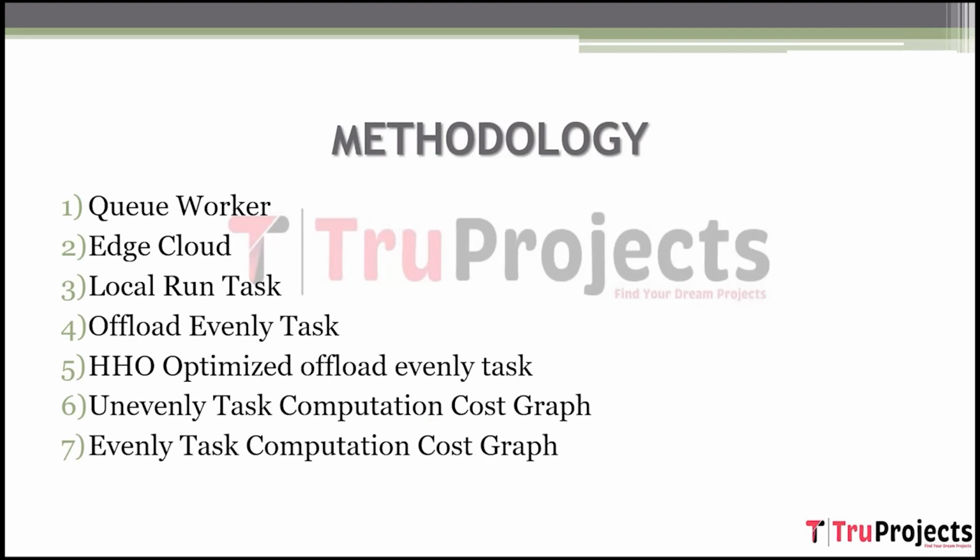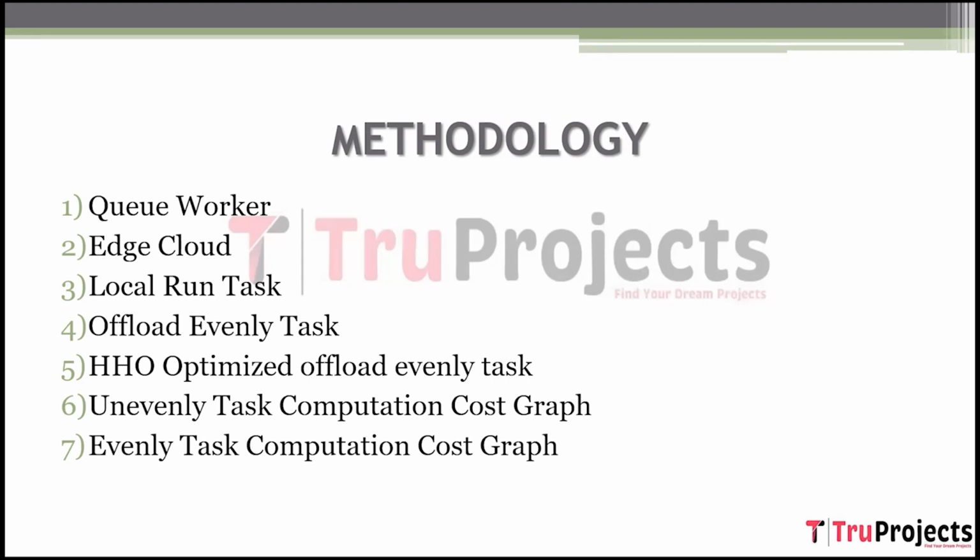Fourth one is Offload Evenly Task. This module simulates offloading of tasks to the selected edge server using the proposed technique, particle swarm optimization, which is PSO. It is used for network selection and service placement in multi-access edge computing. The PSO algorithm dynamically evaluates edge servers based on physical distance and server load to find the optimal server for task offloading, reducing response times and efficiently distributing tasks.